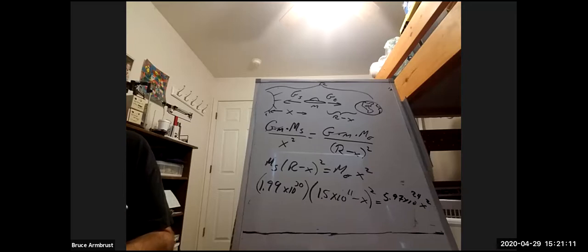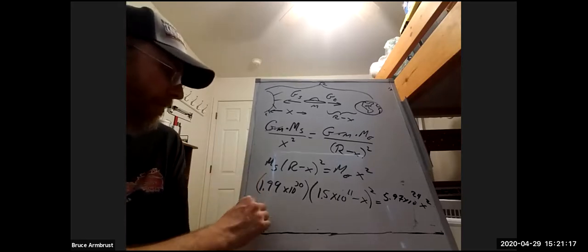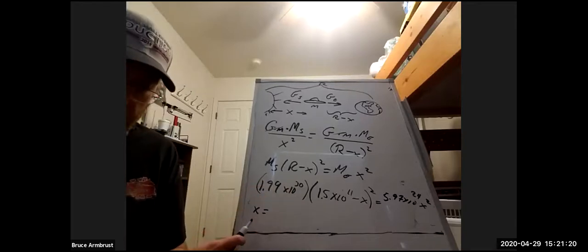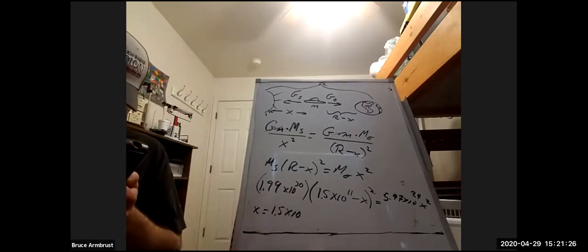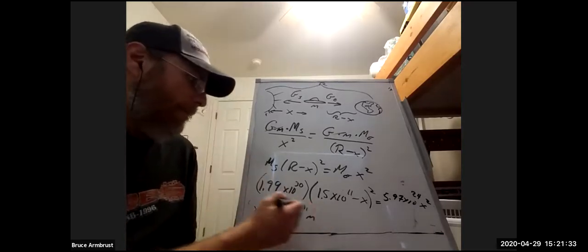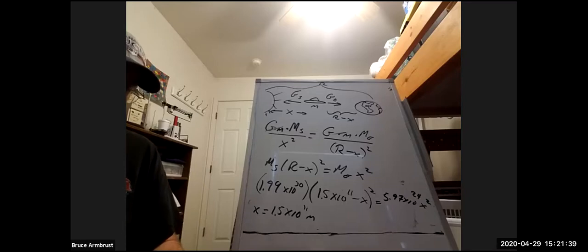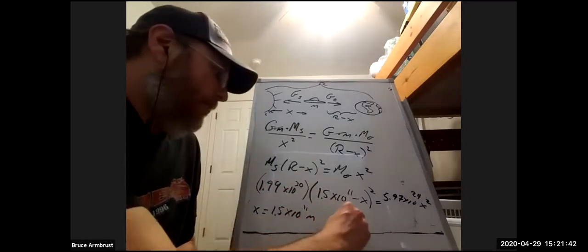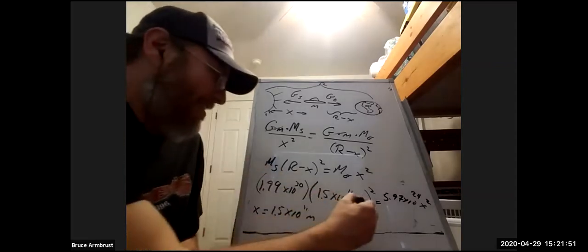Okay, so I get two numbers, which again, shouldn't surprise us, since it is a quadratic, right? We're going to get the plus or the minus. So the first one is 1.5 times 10 to the 11. And the other one is 1.5 times 10 to the 11. Interesting.